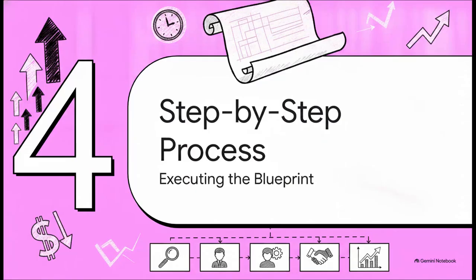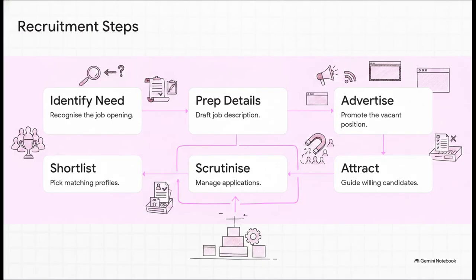Bringing it all together in Section 4, the step-by-step process. We've talked about the theory and the triggers, but without a truly systematic process, your cost of employee acquisition is going to skyrocket. So here is the organized staircase to success. Step 1, identify the job requirement. You have to know exactly what gap needs filling. Step 2, prepare a crisp job description and specification to outline exactly what skills are needed.